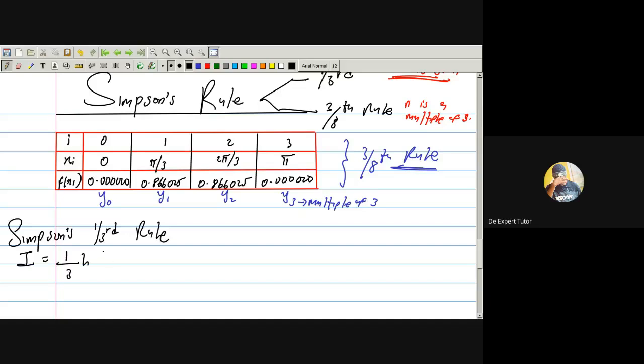How together? Hello? I'm with you. I didn't know I was muted. Okay, yeah. So the one-third rule is 1 over 3, the 3/8 rule is 3 over 8.